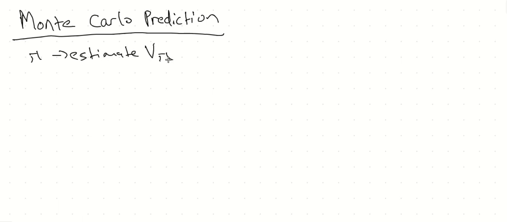So since it's the prediction method, what does that mean? Since it's prediction, we are given a policy, and using that policy we want to estimate the value function for that policy. So given pi, we want to estimate v pi. That's the goal, the same goal we had when dealing with policy evaluation.